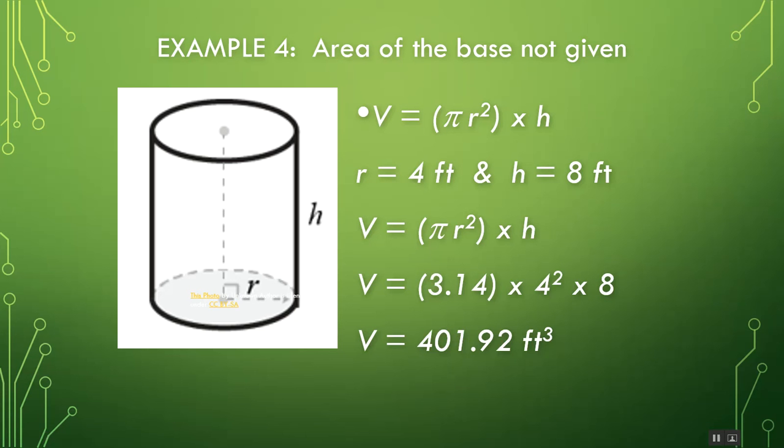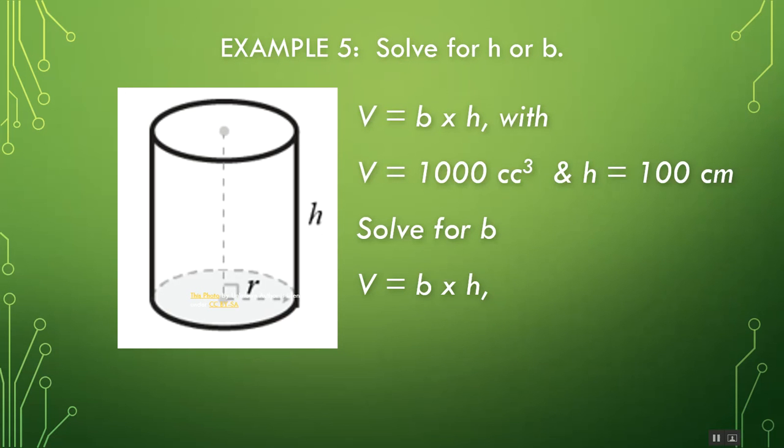Okay, so we have example 5. Solve for the height or the base. We have our same formula, volume equals base times height. But this time we're given a value for the volume, 1,000 cubic centimeters, and the height is 100 centimeters. I'm going to solve for B, for the base. V equals volume equals base times height.